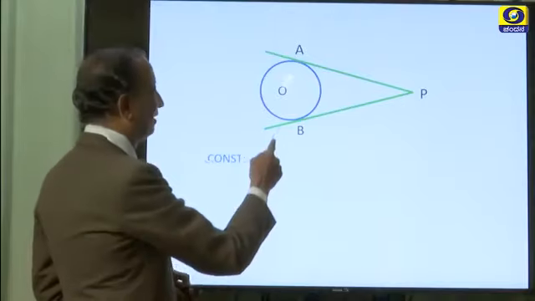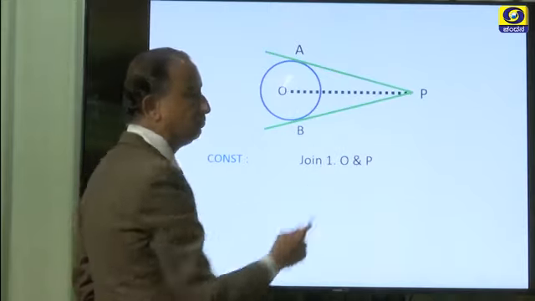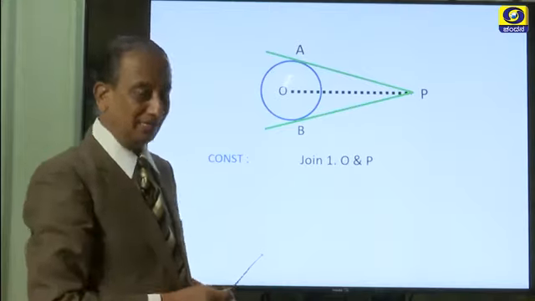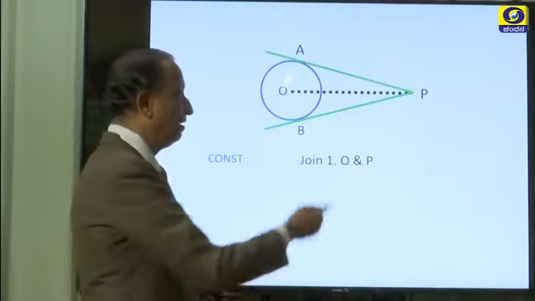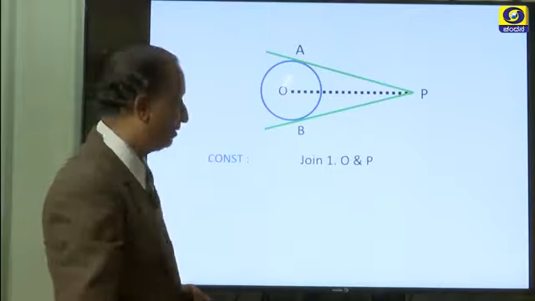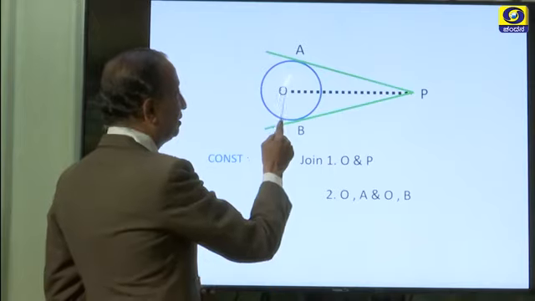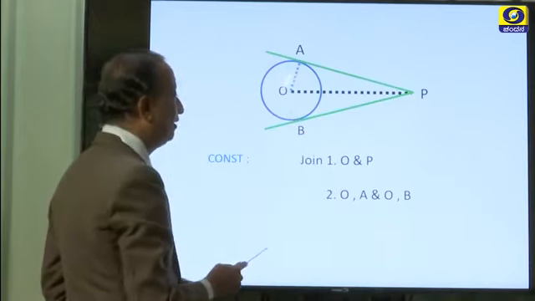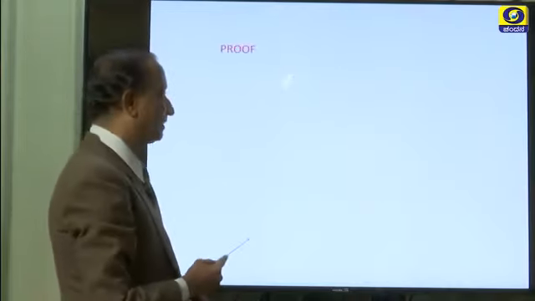So what is the construction? Point number 1, join O and P. Whatever construction we do, it is better you do it in broken lines, because a continuous line indicates that it is given in the theorem itself, and this is not found in the theorem. We have only drawn it in order to prove it. So join O and P, point number 1. Point number 2, join OA and OB also. Okay, and this is the construction.